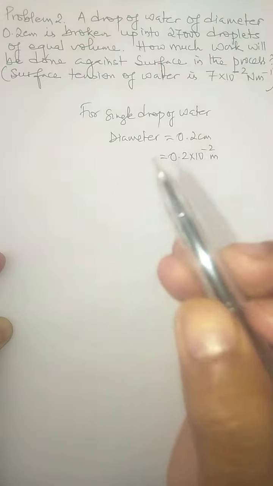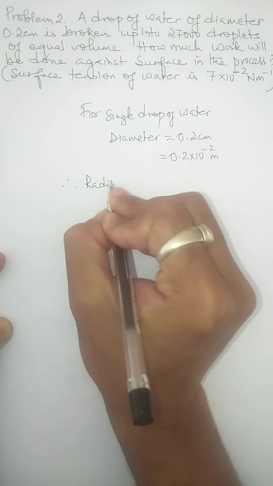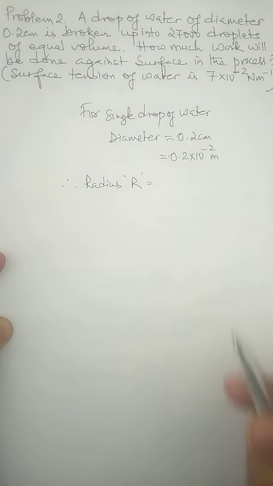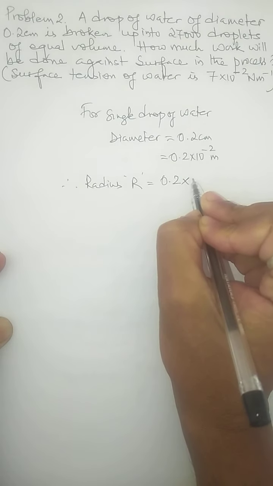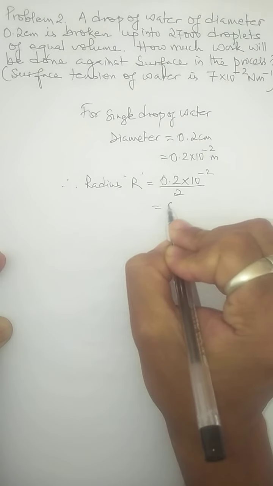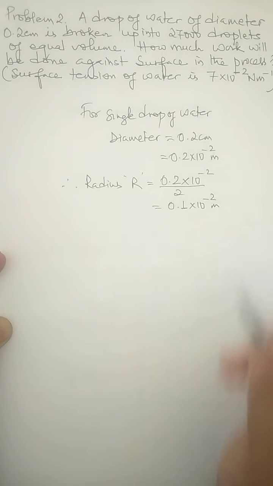Now once we have the diameter, we calculate the radius. Let me write down the radius of this single drop of water. Let me mark it by the capital letter R. The radius is just half the diameter. So the radius is 0.2 into 10 to the power minus 2 divided by 2, that is 0.1 into 10 to the power minus 2 meters. This is the radius of that single drop of water.